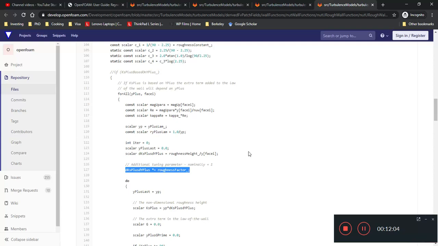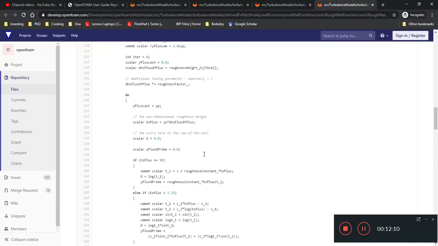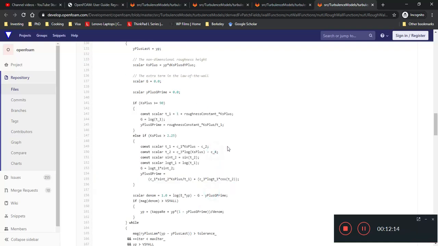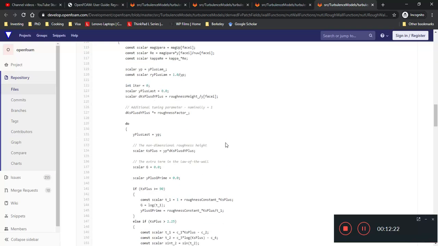We can talk about that in the next video. I'm going to talk more about this, and then we'll see how OpenFOAM deals with this little thing over here, the roughness. So we can talk about it in the next video.